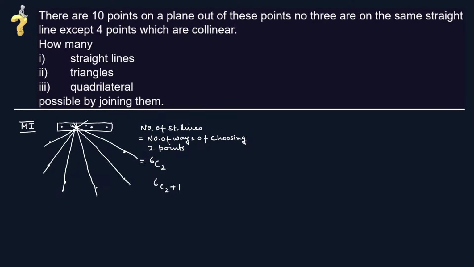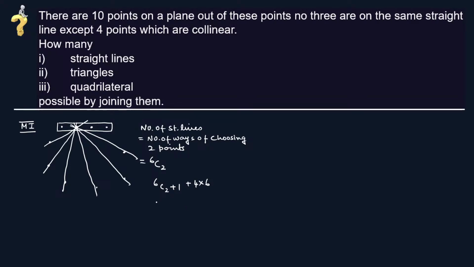So we are having 4 such collinear points. So the total number of straight lines that can be formed using one of the collinear points and 6 other non-collinear points will be 4 times 6, because for every point you are going to have 6 lines. So there are 4 points, you are going to have 4 into 6 number of other straight lines.